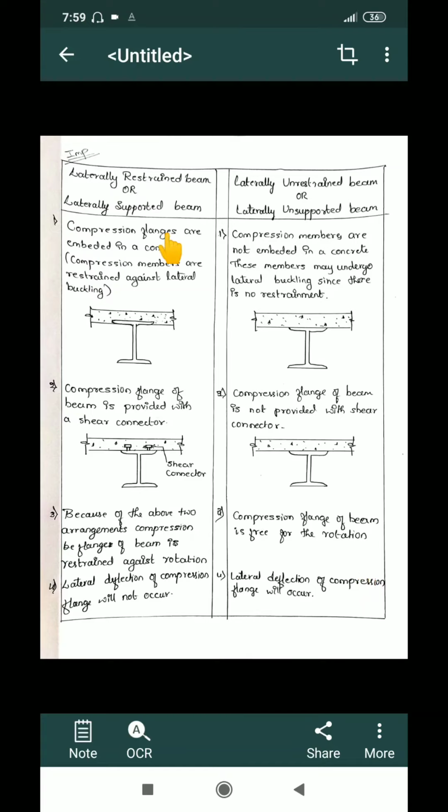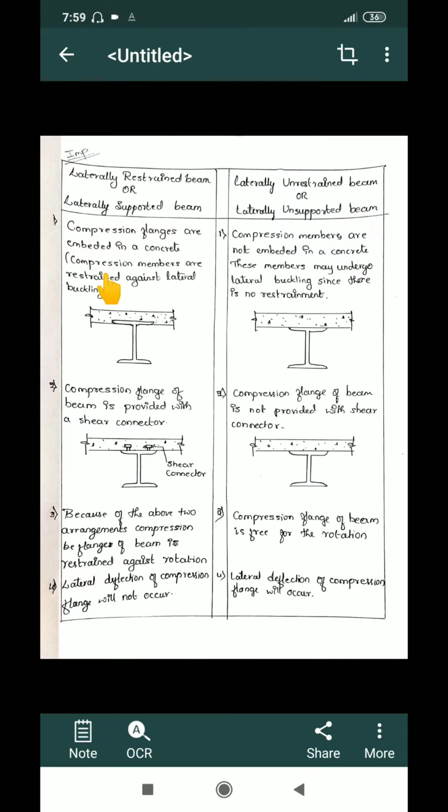So let us start. Whenever a load is applied on a beam, it may undergo lateral buckling, and to avoid that lateral buckling we can provide a restraint to the structural element or its components. Such beams are called laterally restrained beams or laterally supported beams, and the ones which are not provided with restraints or additional supports are called laterally unrestrained beams or laterally unsupported beams.